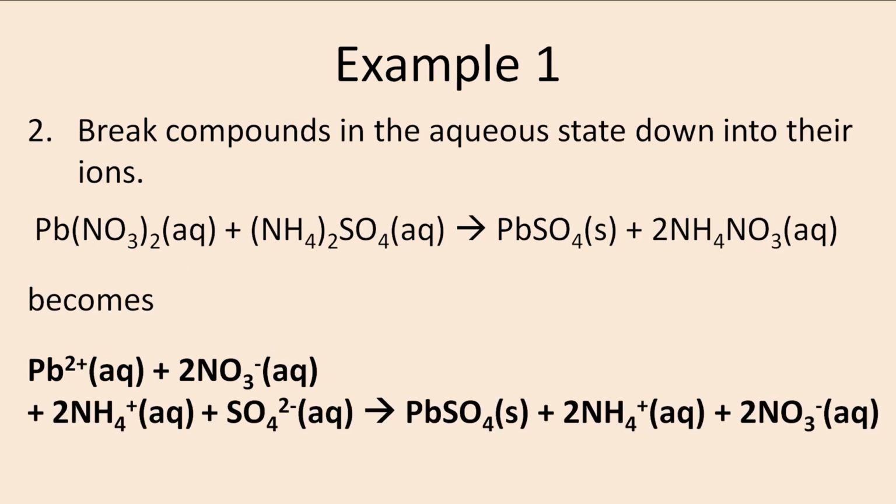The second step is to write out compounds which are in the aqueous state in terms of their constituent ions. Therefore, lead nitrate is written as Pb2+ and 2NO3- ions. Ammonium sulfate is written as 2NH4+ and 1SO4 2- ion, and ammonium nitrate is written as 2NH4+ and 2NO3- ions. This is because there are 2 ammonium nitrates in the balanced equation. As lead sulfate is a solid, it is kept as PbSO4.